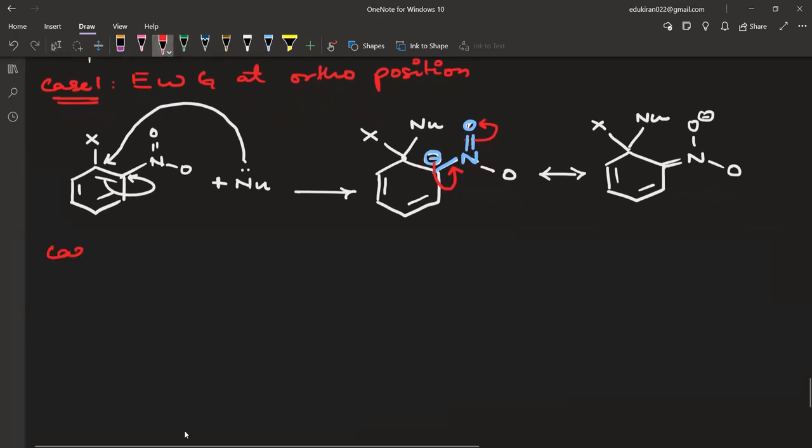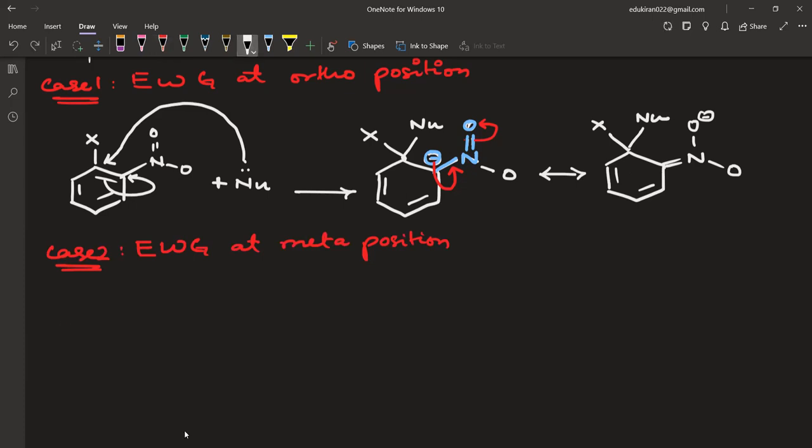Write case two. Electron withdrawing group at meta position. What will happen at the meta position?